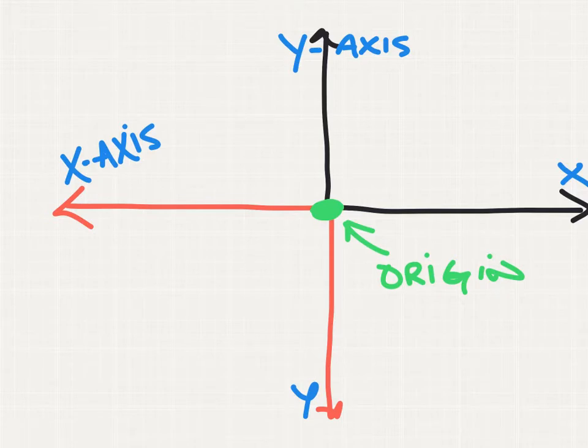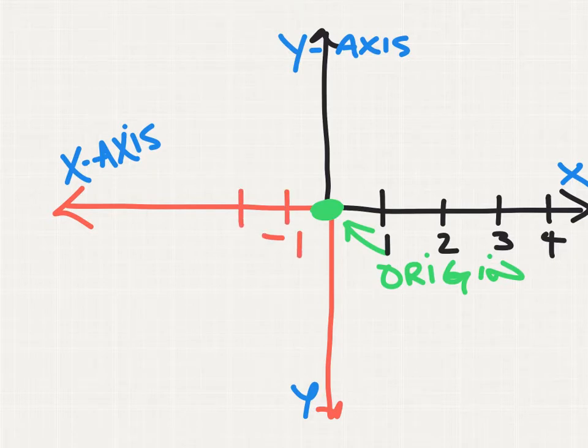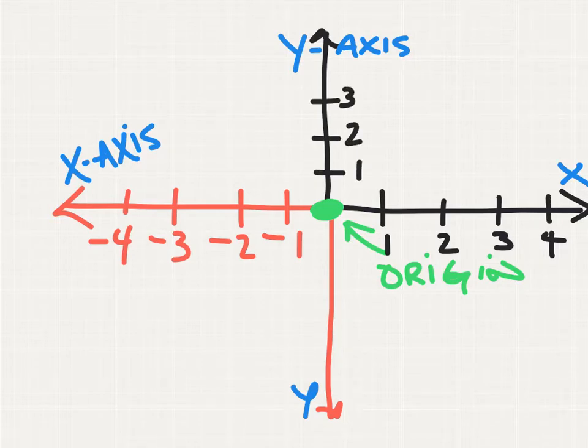These number lines function the same way that number lines you've already worked with function. So everything to the right of 0 is positive. Everything to the left of 0 is negative. Everything above 0, positive. Everything below 0, negative.